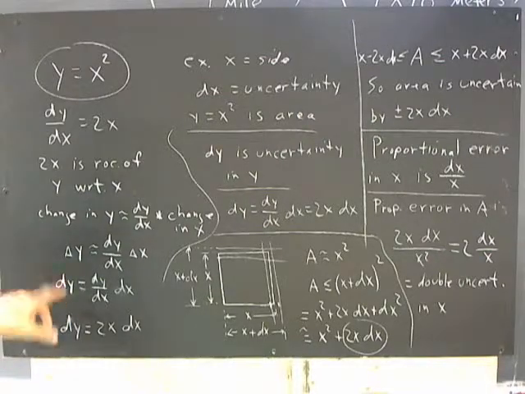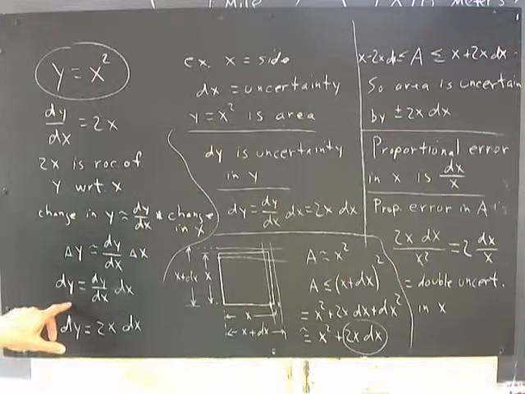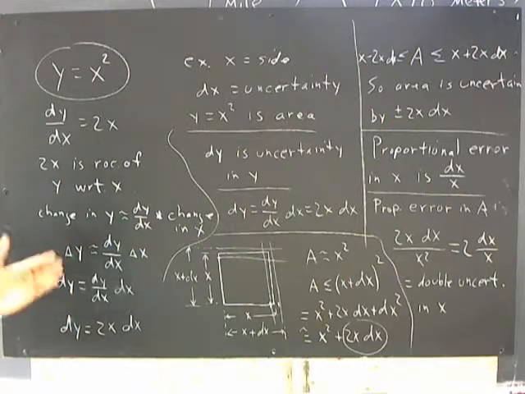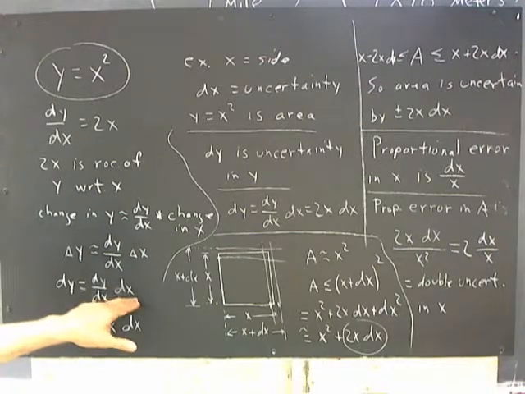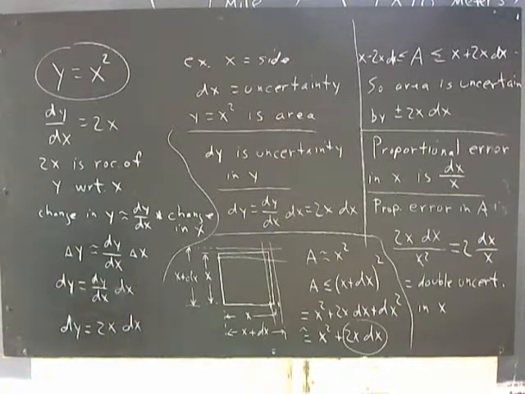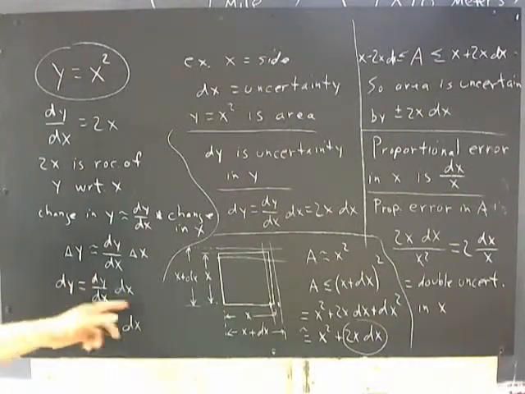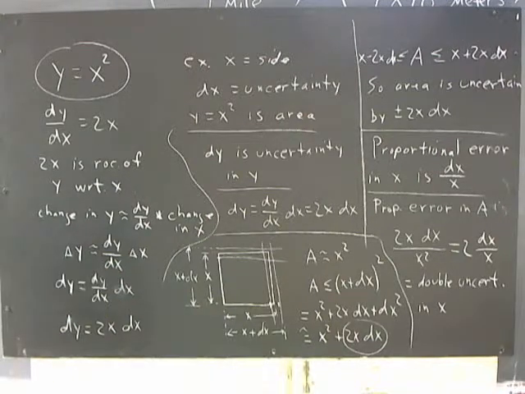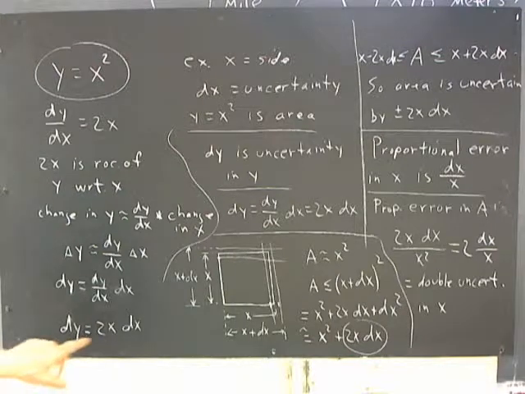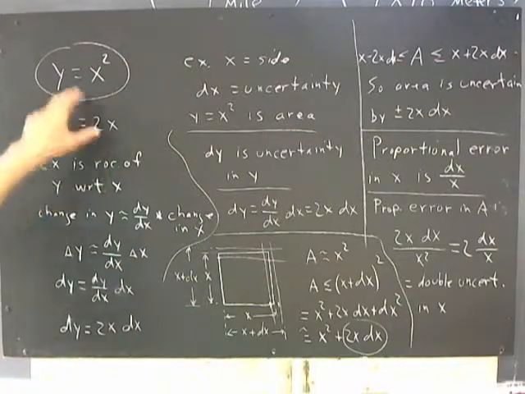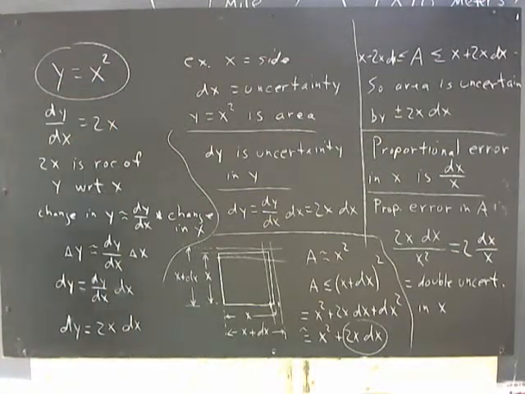Now, for notational reasons that I'm not going to try to explain, dy is in differential format. We use dy and dx instead of delta y and delta x, so that dy, the approximate change in y, is equal to dy/dx times dx, for the same reason that we just went over. So in this case, dy equals 2x dx. Now that applies to the function y equals x squared. It wouldn't apply to another function.